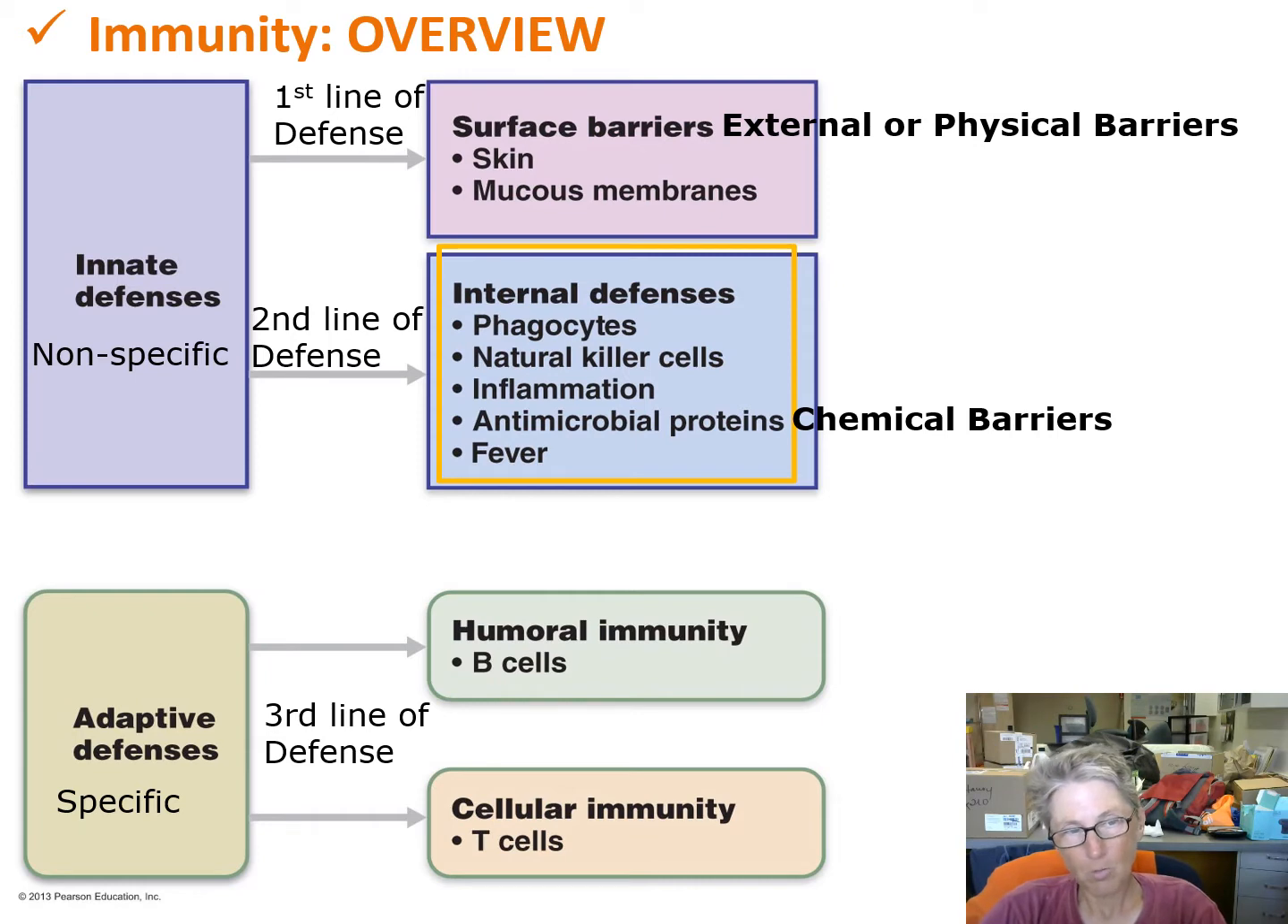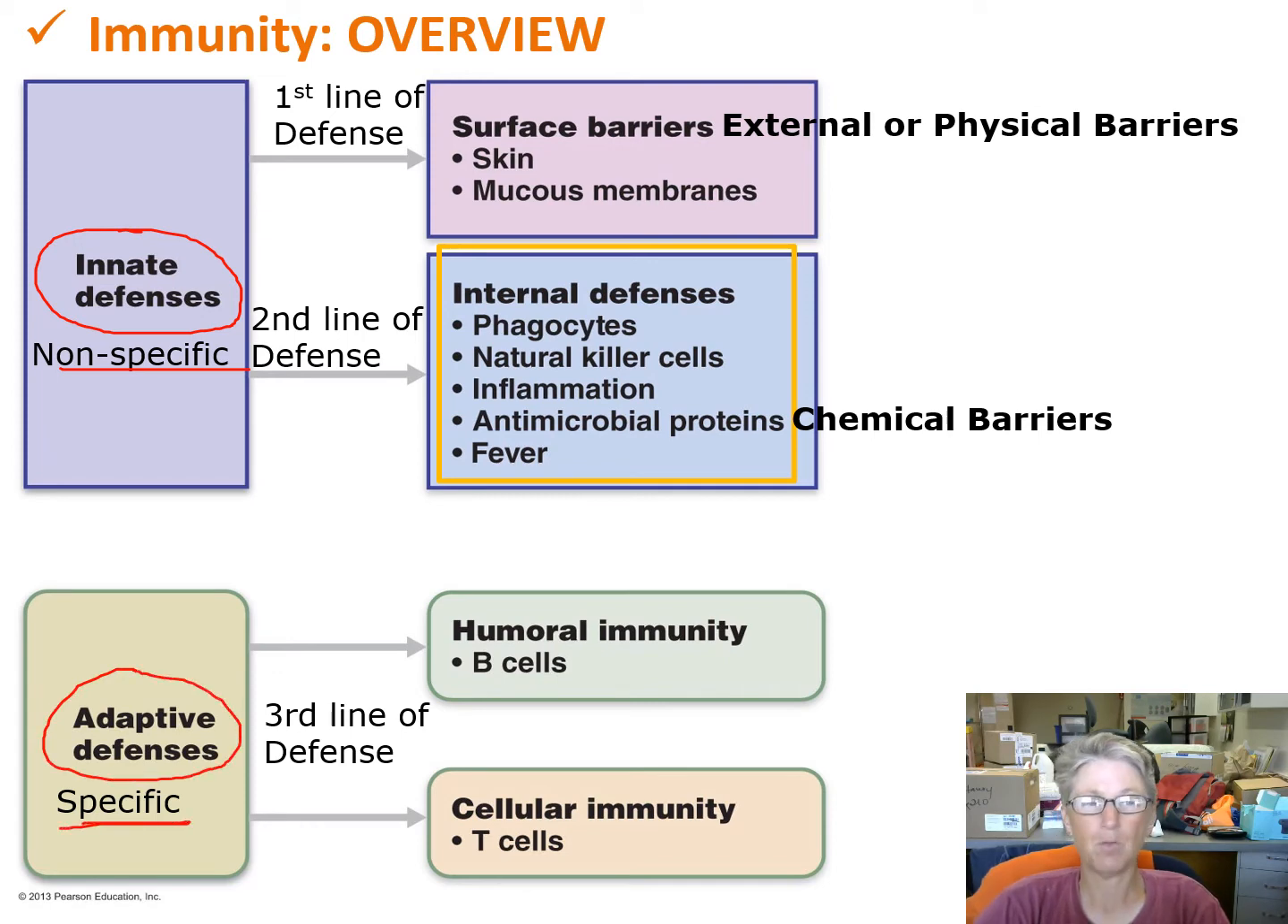So here's our flow chart that we've been using to study the immune system. You can break the immune system up into two major classes: the innate immune system, or innate defenses, also called nonspecific defenses, and the adaptive immune system, or adaptive defenses, which is the specific immune system. In this video we're going to talk about the second line of defense, the internal defenses, including phagocytes.